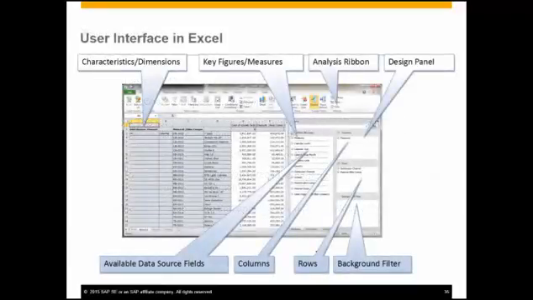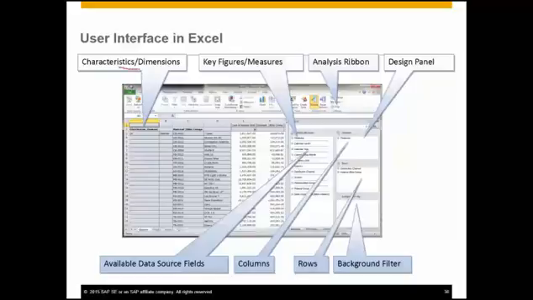So here is a screenshot of the main components in the user interface. Characteristics, or dimensions, are shown here, like distribution channel, material. Here, cost of goods sold and discount are key figures, also known as measures in analysis. So basically you just put dimensions and measures in columns and rows, and this is very similar to pivot tables in Excel.